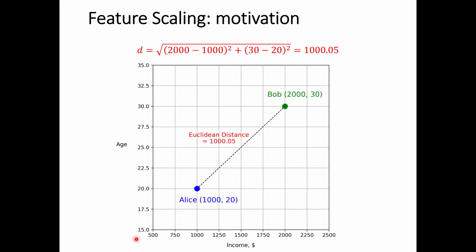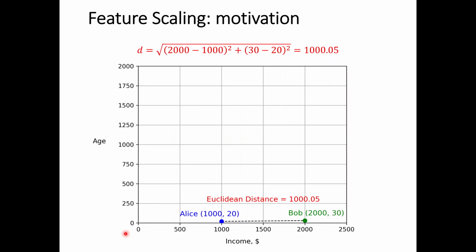So it may look as if income and age contribute about equally. But that's not true. The main contribution comes from income, while the effect of age is almost negligible. If their ages were the same, the distance would change by only about 0.05. The difference in contribution is clearly visible on a plot with equal axis scales. The distance is almost entirely determined by income.